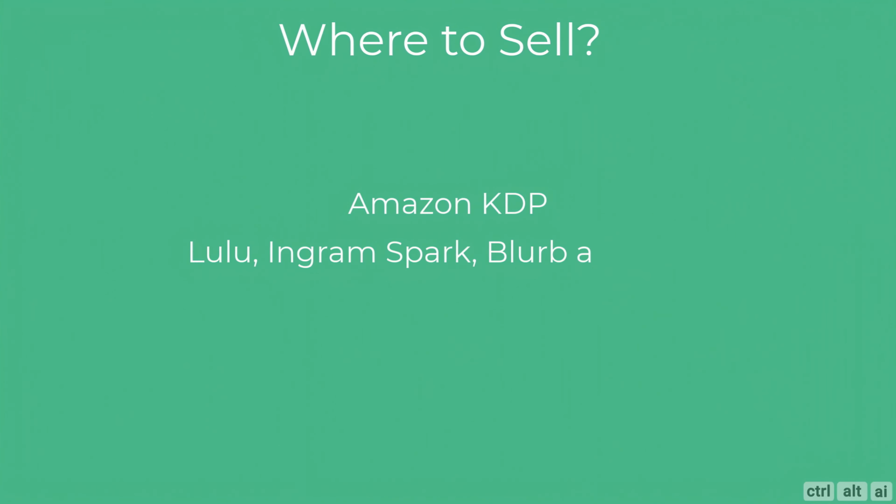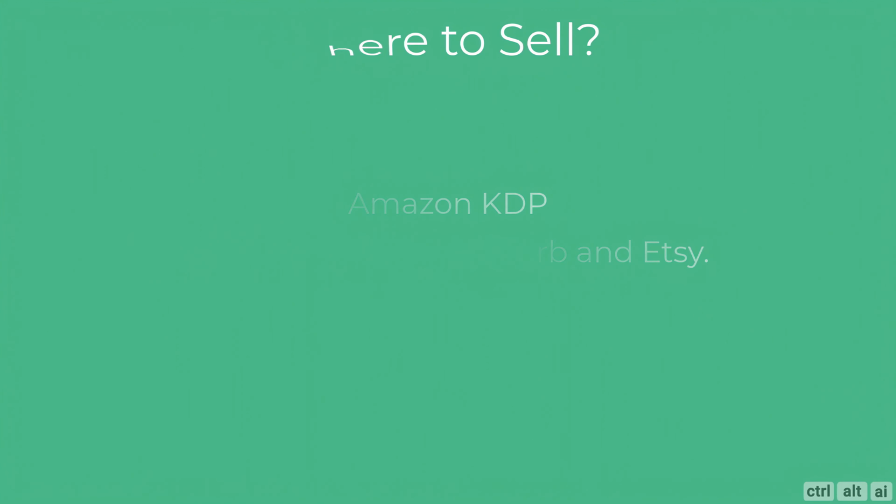Here are some places where you can sell your coloring book. Please note I haven't used these platforms, so please look at their terms and conditions and book templates, page sizes, etc., before deciding where and which platform to use. On the top list, we have Amazon Kindle Direct Publishing, also known as Amazon KDP. Then we have other platforms like Lulu, Ingram Spark, Blurb, and Etsy. There are plenty more platforms, but I will go through only these and show you how to get started.